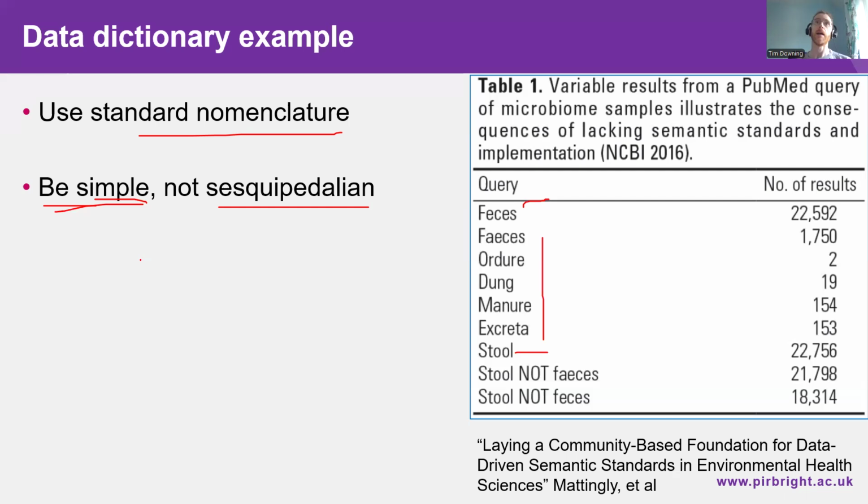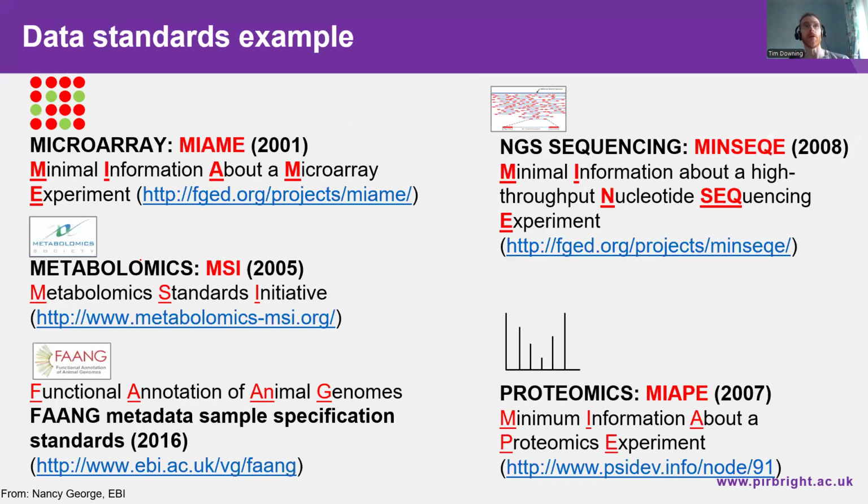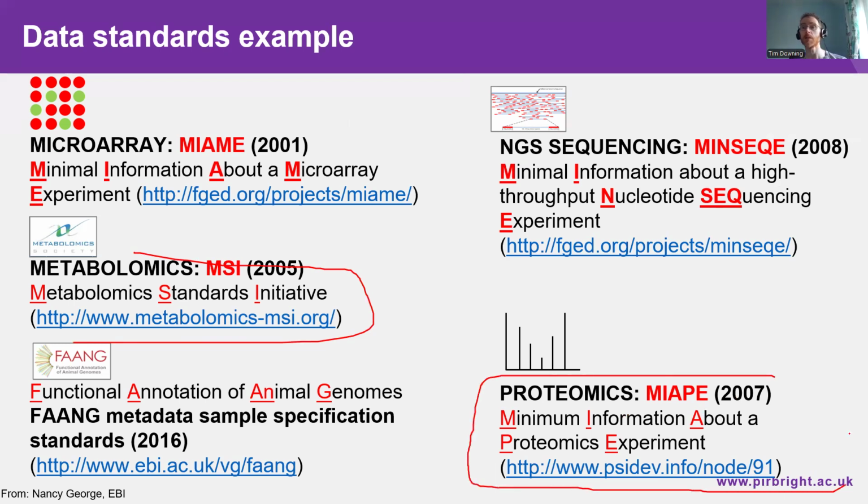There's lots of information on data standards depending on your area. For example, for metabolomics data, there's the Metabolomics Standards Initiative. For proteomics data, there's the Minimum Information About a Proteomics Experiment, and so on. There are established ways of having minimum information, that is, minimum metadata linked to an experiment.